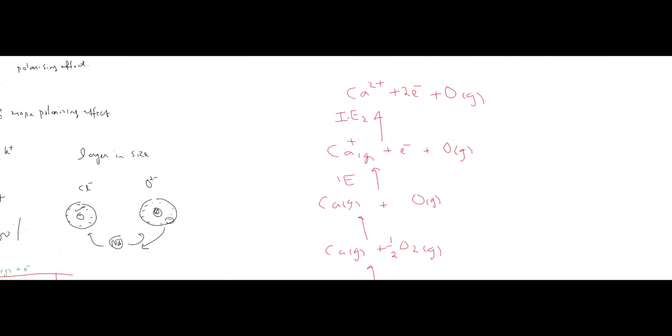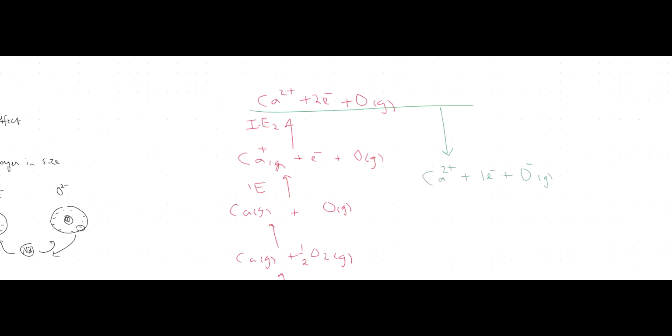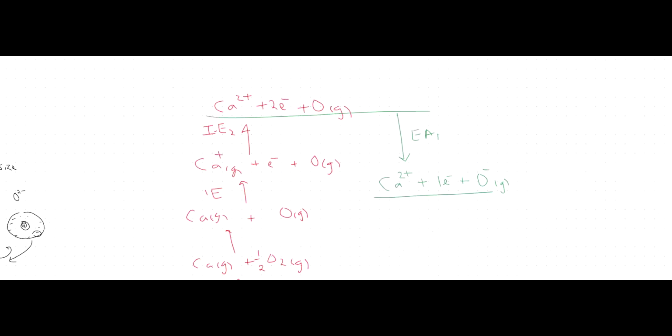Then we have to move towards oxygen. The arrow will move downward because oxygen is going to gain the one electron first. So Ca2+ plus one electron plus O negative. This is electron affinity 1. And then it will change into another thing: Ca2+ plus O2-.